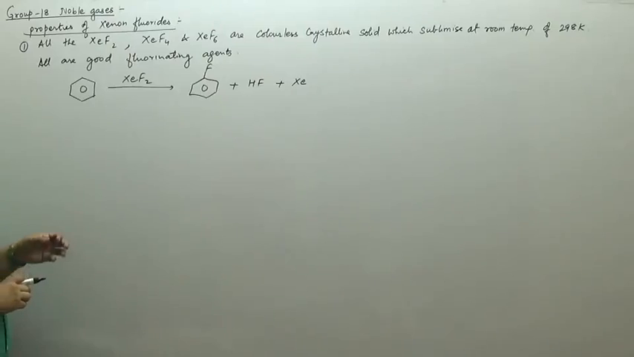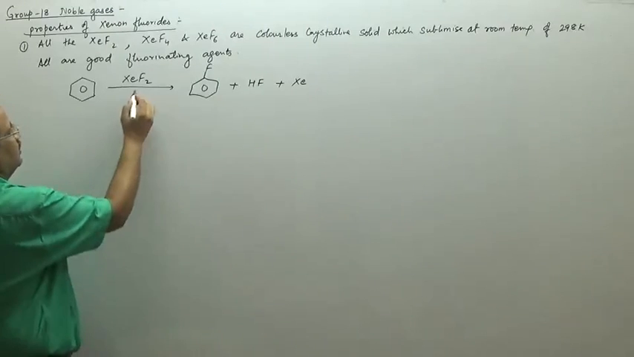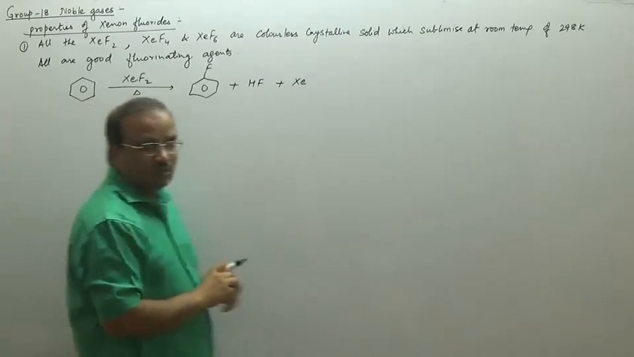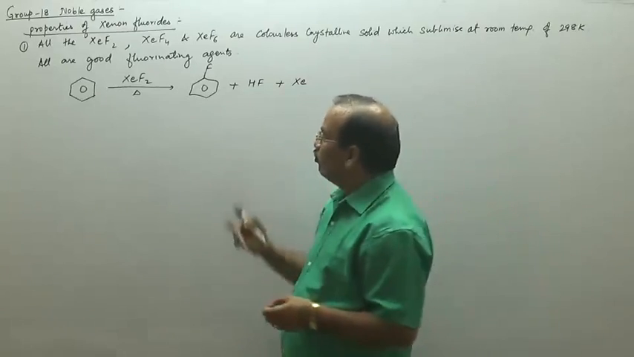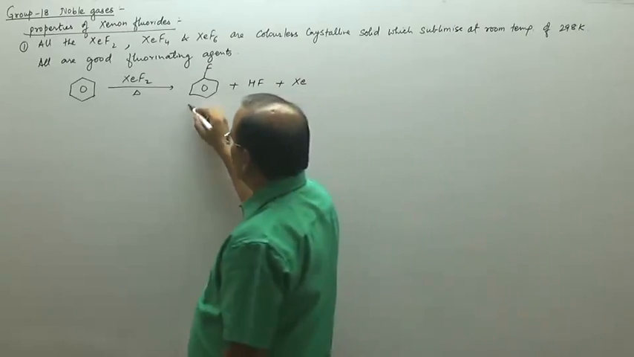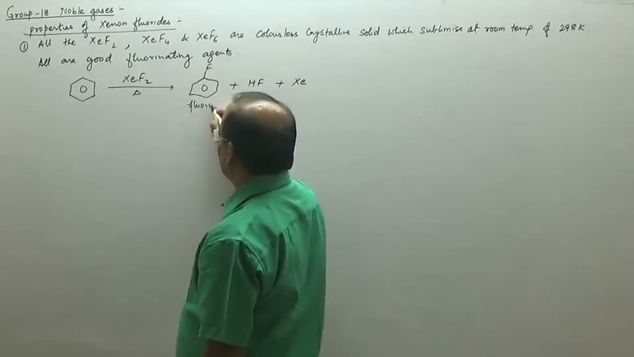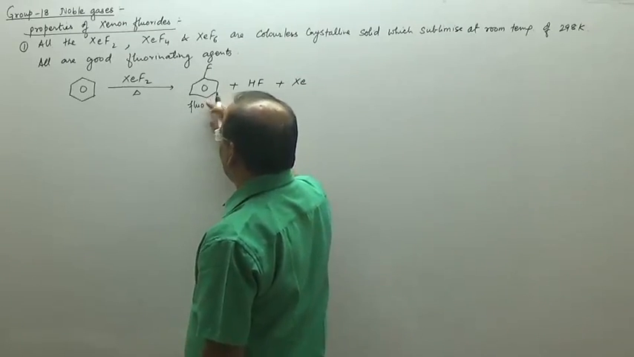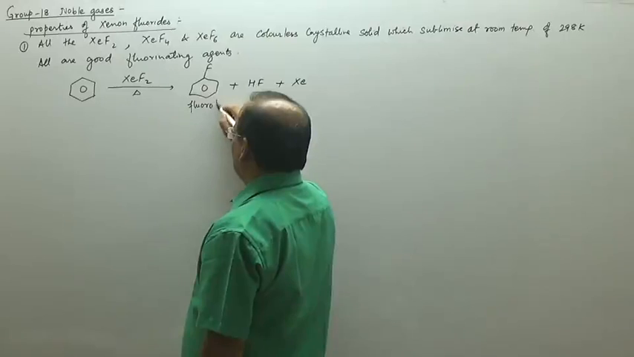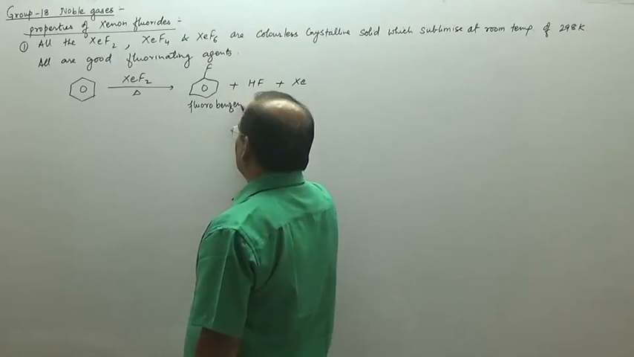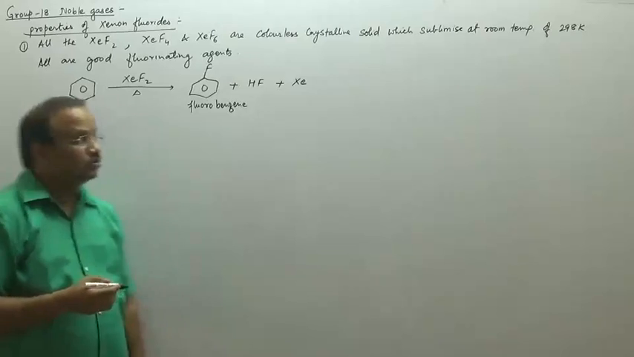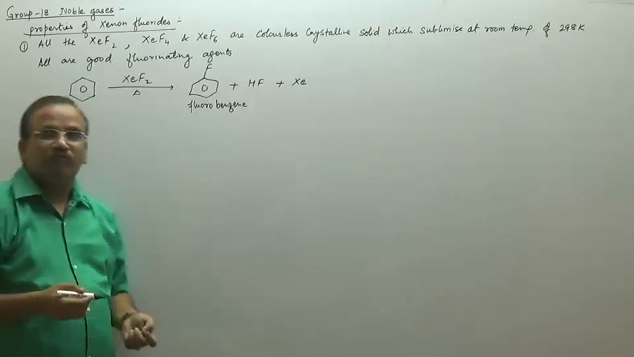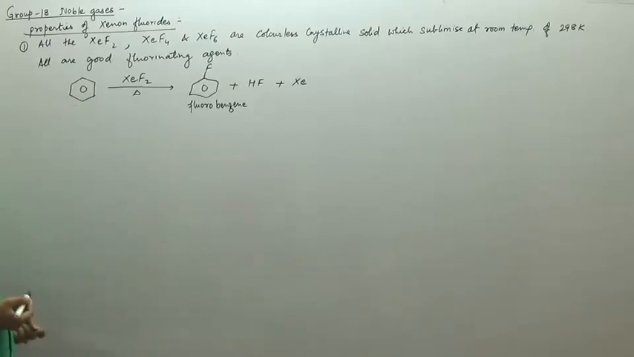When benzene is heated with XeF2, the product formed in the reaction is fluorobenzene, along with HF and xenon. So they are all very good fluorinating agents.